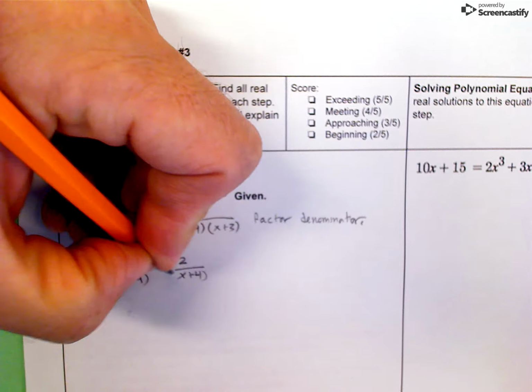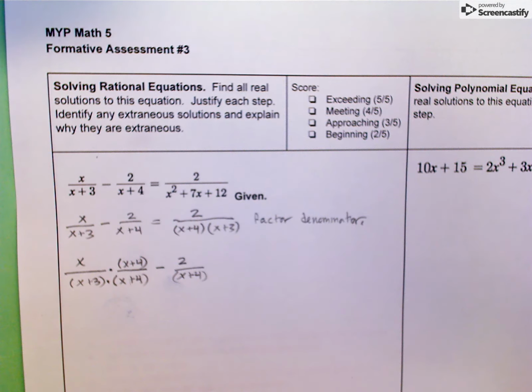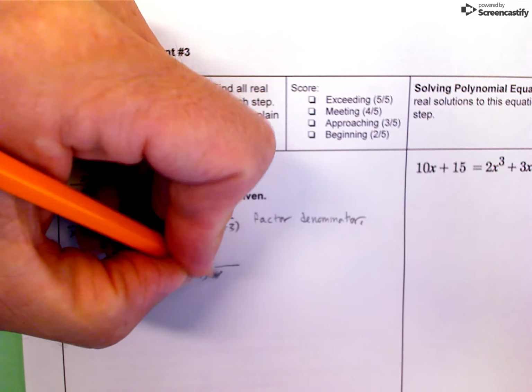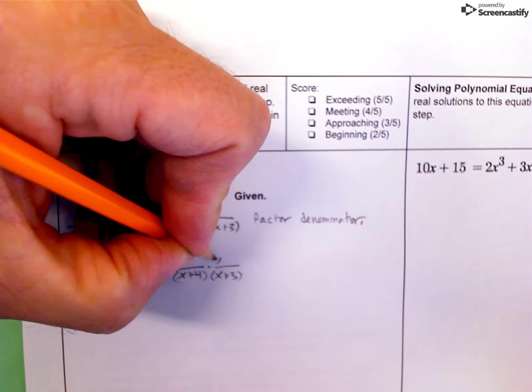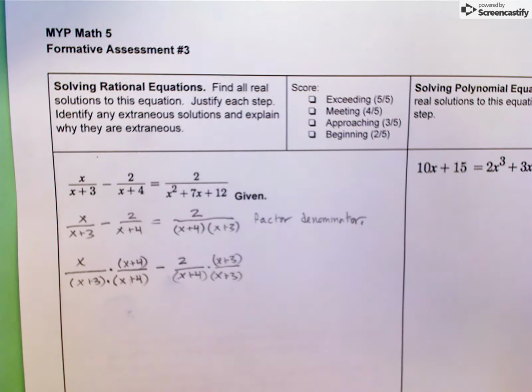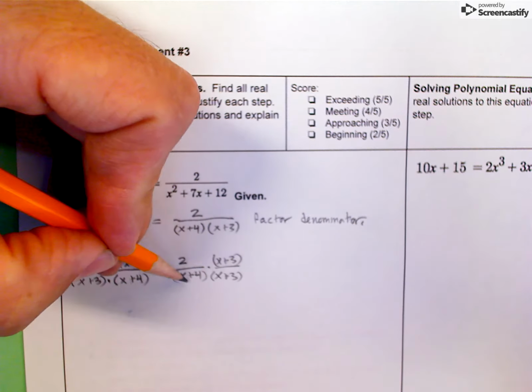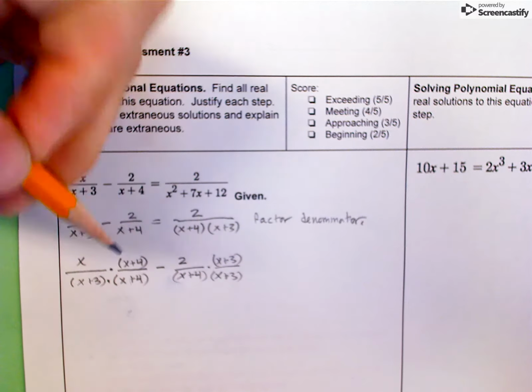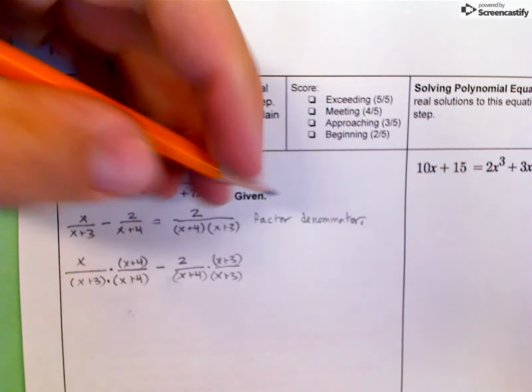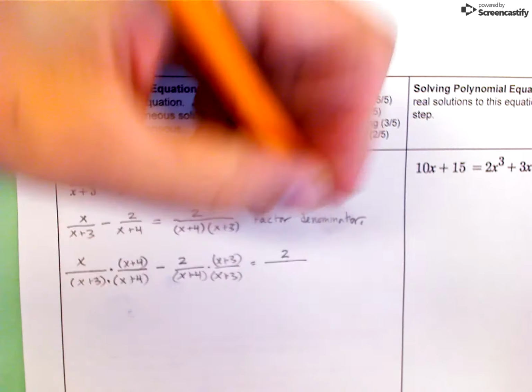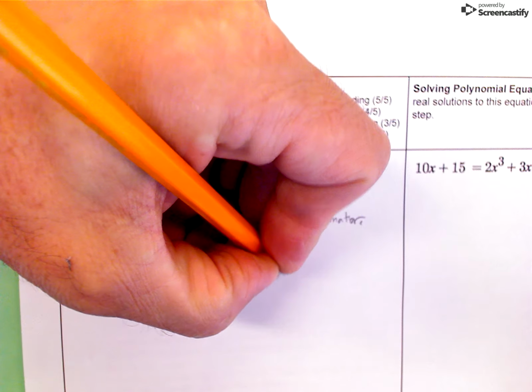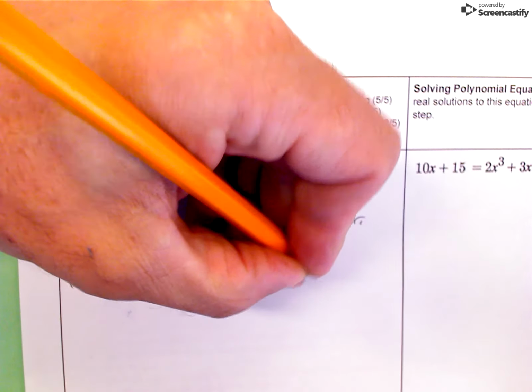Over here, I have my original rational expression, the second rational expression on the left-hand side, and I'm just going to multiply the top and the bottom by x plus 3. X plus 3. And now I've got my common denominator on both of these rational expressions. And the right-hand side just stays the same. X plus 4 times x plus 3.